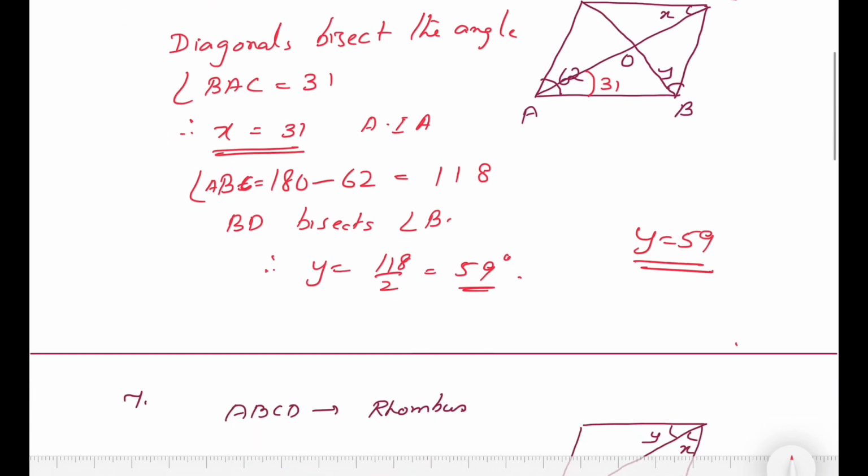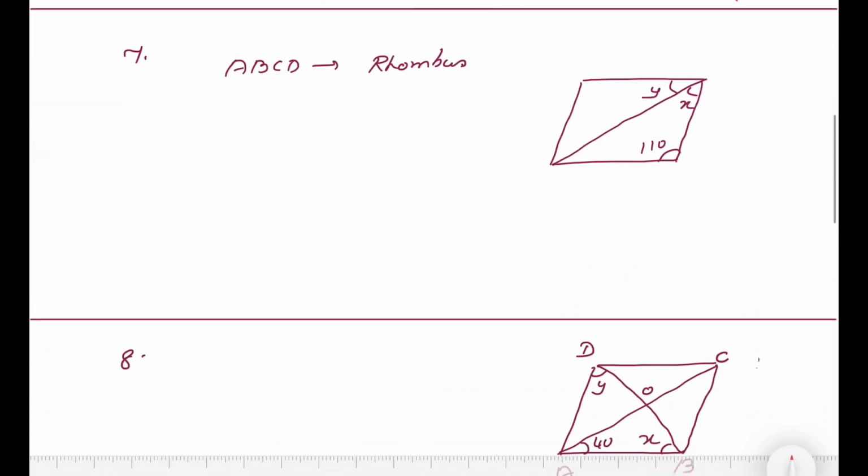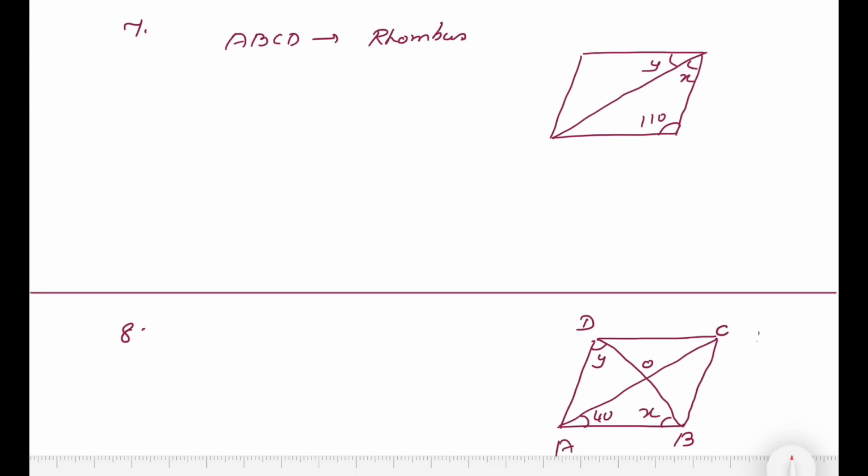So you should learn the properties of these quadrilaterals, then only you will be able to do these, and they're very scoring questions. Now ABCD is given as a rhombus, and one of the angles is given as 110. You have to find x and y. So angle BCD will be a co-interior angle. So 180 minus 110 is equal to 70.